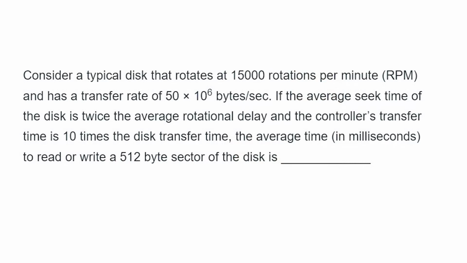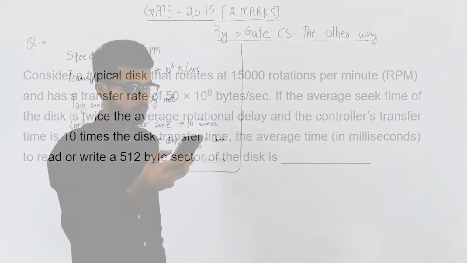Consider a typical disk that rotates at 15,000 rotations per minute, that is RPM, and has a transfer rate of 50 multiplied by 10 raised to the power 6 bytes per second. If the average seek time of the disk is twice the average rotational delay, and the controller's transfer time is 10 times the disk transfer time, the average time in milliseconds to read or write a 512 byte sector of the disk is.